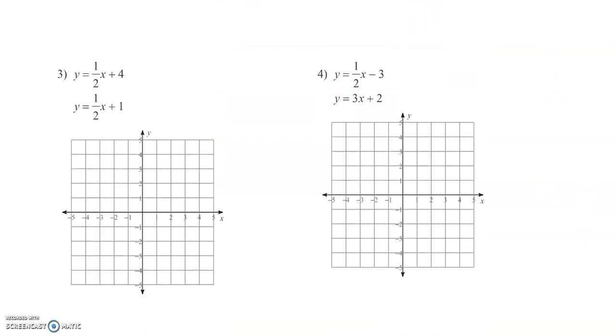So the first one, y equals half x plus 4. So my y-intercept is 4. My slope is 1/2. So rise over run, okay, would be 1/2. So I could do a rise of 1, run of 2. So I could actually go right there. And if I draw my line, it's going to be something like this. Okay, something like that.